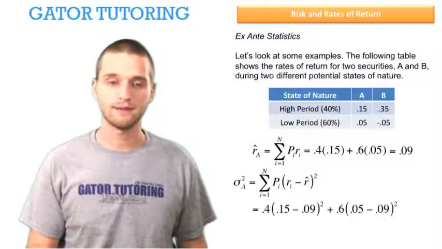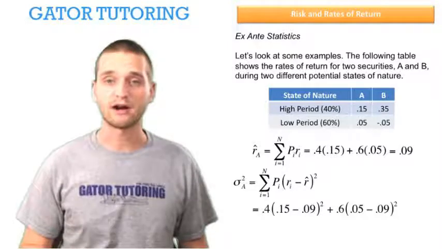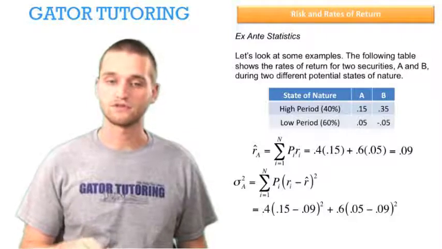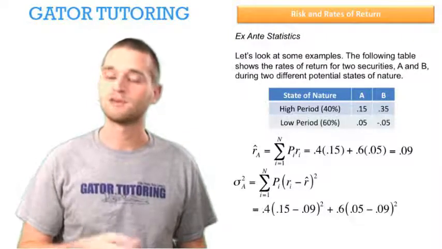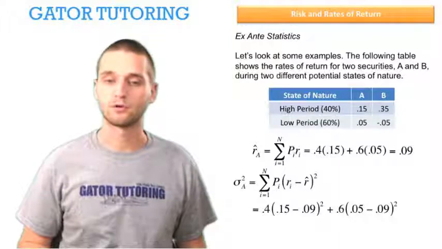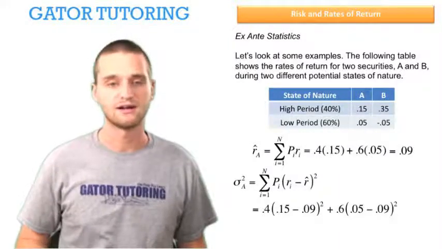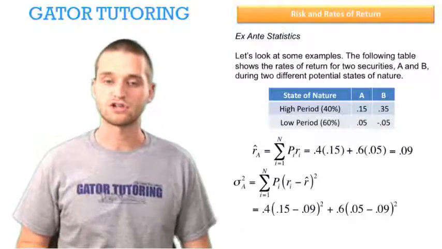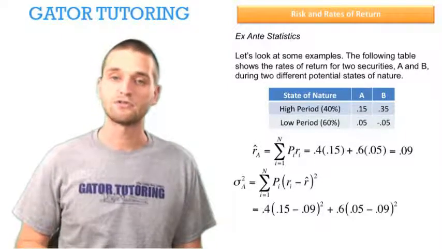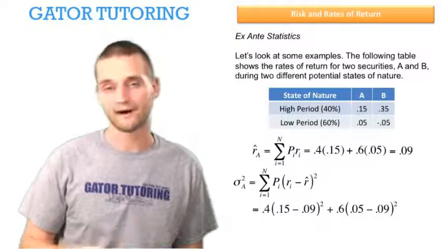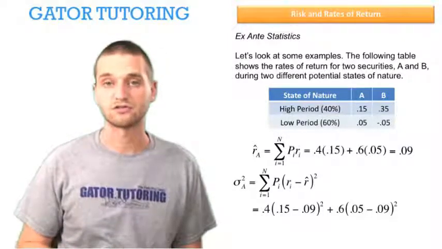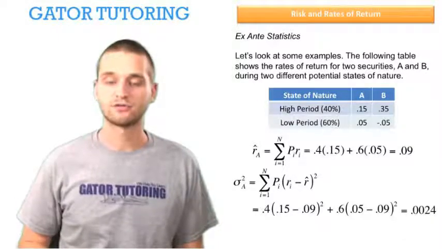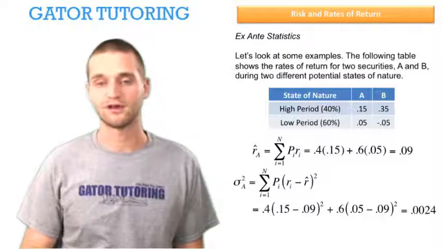So first we start with the high period. It has a probability of 40% occurring, so we do 0.4 times the return in the high period, which is 15%, 0.15, and then we subtract off the expected return of 0.09, 9%, and then we square it. And we do the same thing for the low period, and we add it together. So plus the 60% chance of the low period occurring times the 5% we would earn in the low period minus the 9% expected return squared. And we see that the variance for security A is 0.0024 or 0.24%.